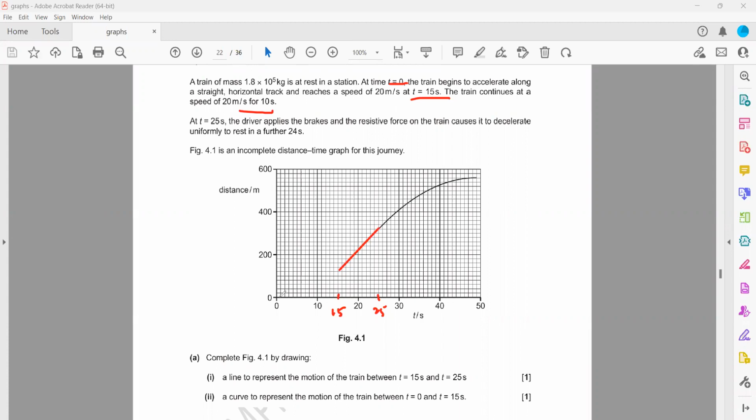How do we represent the acceleration of a train? We just join this, but to show that the slope is increasing, it is not a straight line. You don't have to draw a straight line. You have to draw a curve, like in a distance-time graph. When we show a curve, it means the speed is increasing, or it is accelerating.